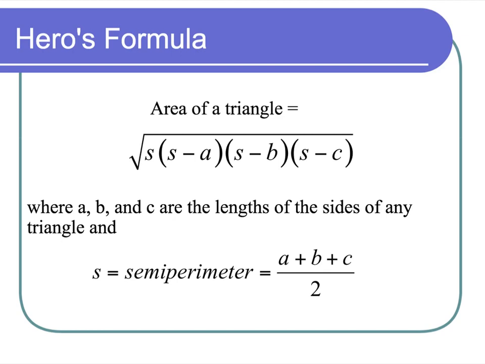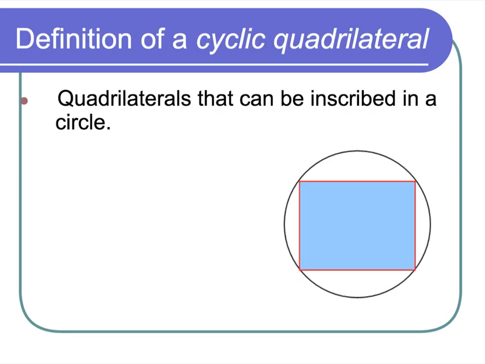All right, before we get to Brahmagupta's formula, we need to know what a cyclic quadrilateral is. It's a quadrilateral that can be inscribed in a circle. The reason we need to know this is because Brahmagupta's formula only applies to cyclic quadrilaterals, or inscribed quadrilaterals.